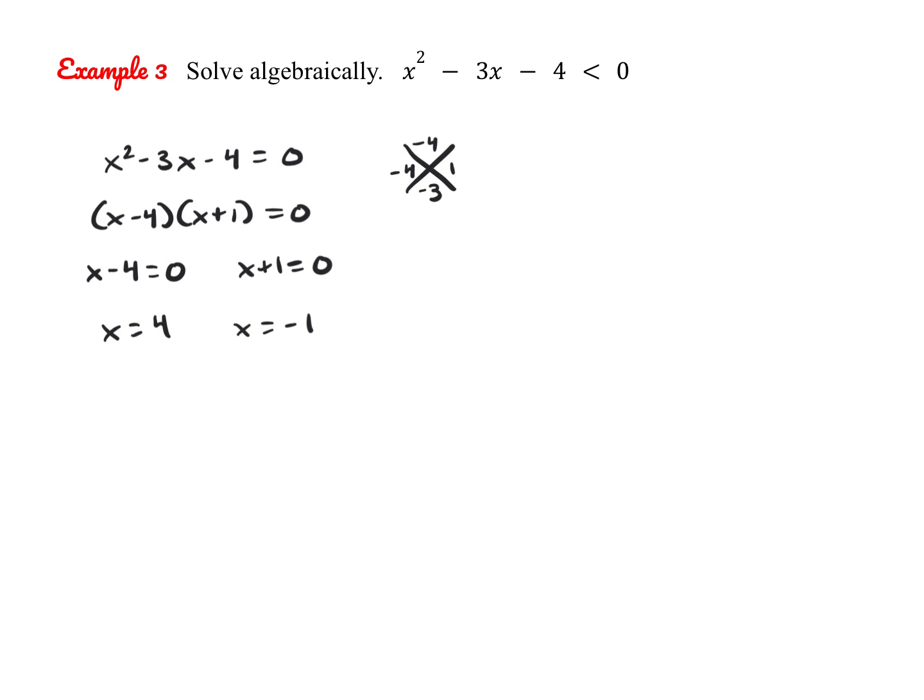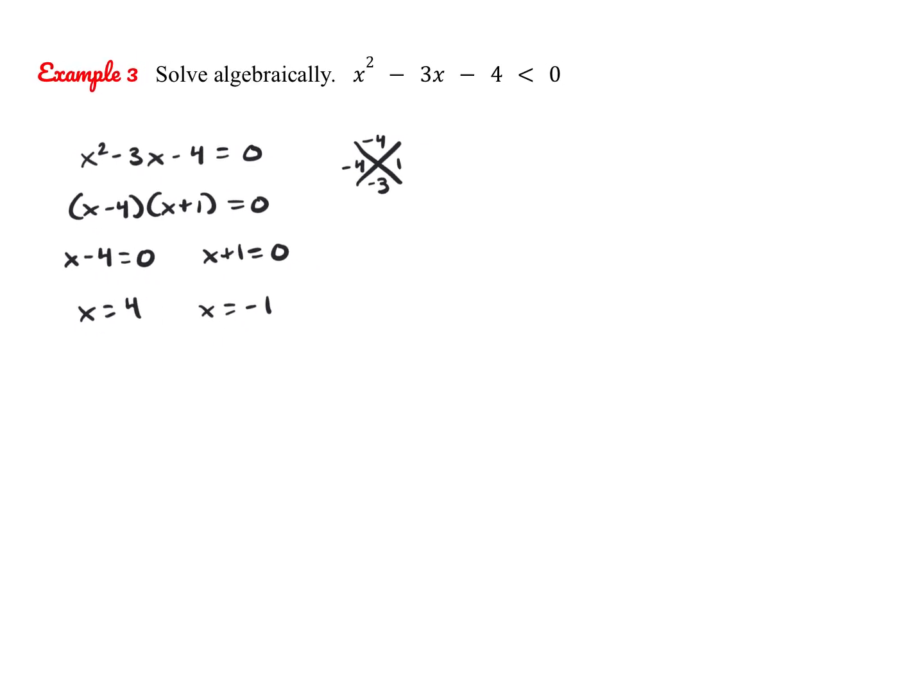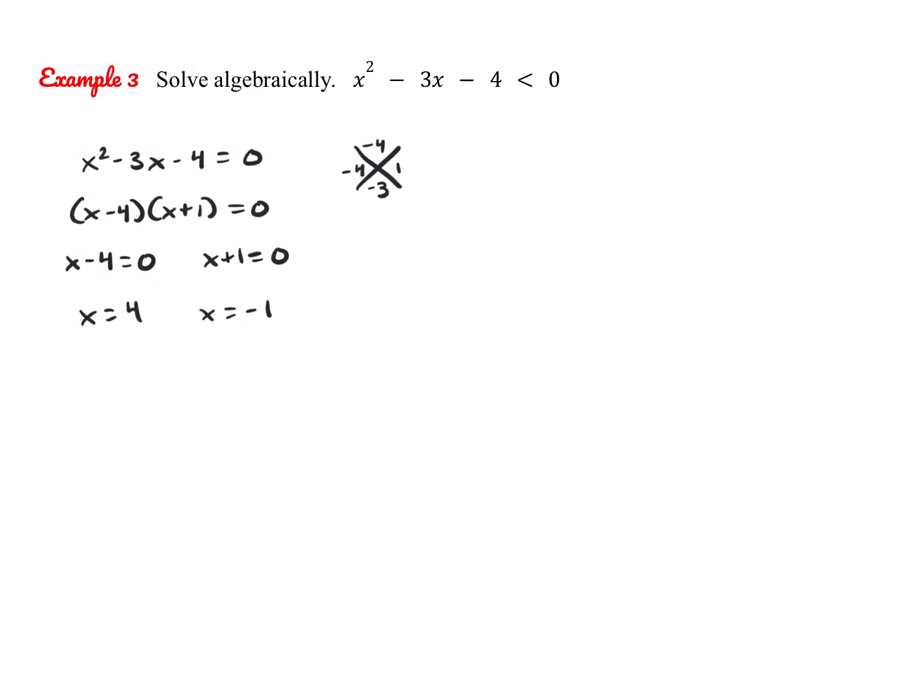So now that we know where our equation is equal to 0, we need to figure out where it is less than 0. There are different ways to do this, and I'm going to show you a few different ways. One way we can do this is we can test different numbers within our intervals to see where our graph is positive and negative.